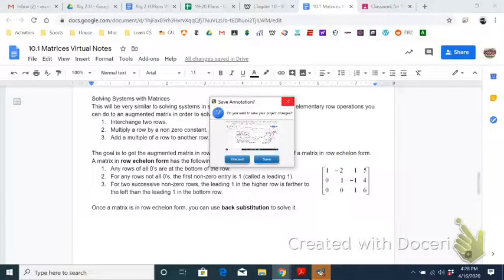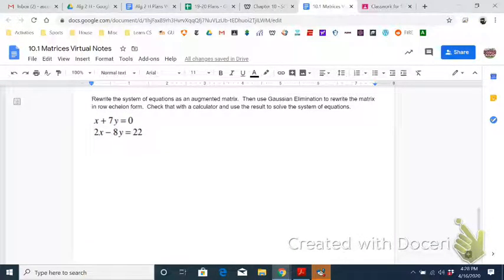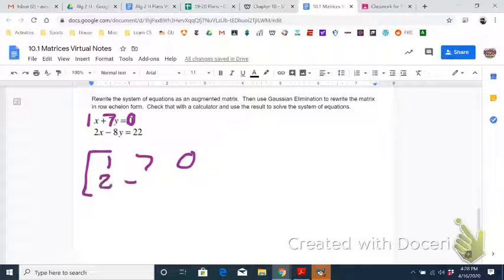So let's try two examples and also see how the calculator could do this for us. In this first example, we have a system of equations. First thing we want to do is write it as an augmented matrix. That would look like this, a 2 by 3 matrix, where the first row is 1, 7, 0. So 1x plus 7y equals 0. That's where those numbers come from. And then 2, negative 8, and 22. Now we can use Gaussian elimination to rewrite the matrix in row-echelon form.